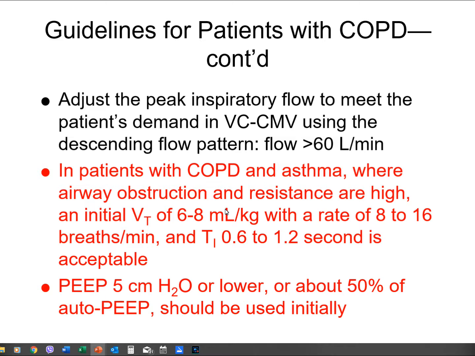Now this is saying increase the flow greater than 60. I probably would want to max it at 60 and then just observe the patient. Flows of 70 and 80, I mean, that could work too. If they're definitely air trapping, you want to go higher up in the flow and shorten the I time so they can breathe out a lot more on exhalation. Okay, so patients with COPD and asthma, where airway obstruction and resistance are high.